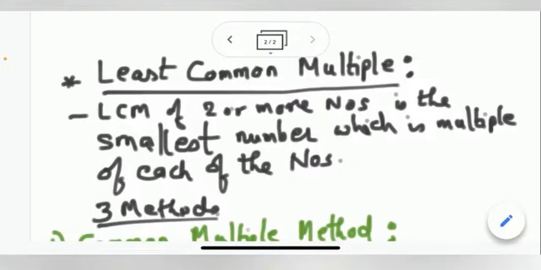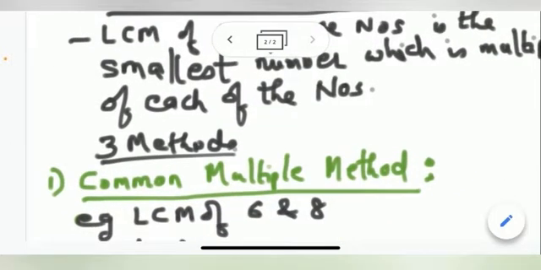The least common multiple of two or more numbers is the smallest number which is a multiple of each number. Okay, so we will find the multiples of the numbers, and from the multiples, whichever is the smallest multiple and common to both the numbers, that is called LCM, that is least common multiple. Now here we'll discuss the least common multiple by different methods. The first method is the common multiple method.